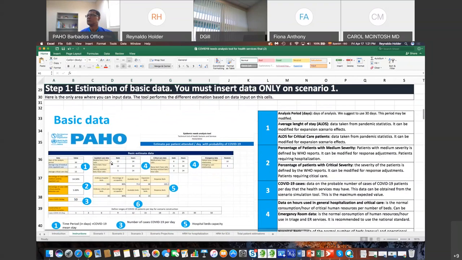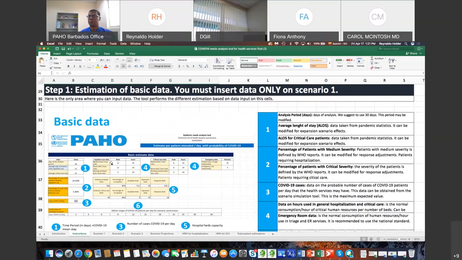The first step is to input the basic data. And that's about the only thing that the users have to do. So once you receive the tool, the only information that you will have to provide for the tool to work is these six aspects that I'm going to explain briefly.